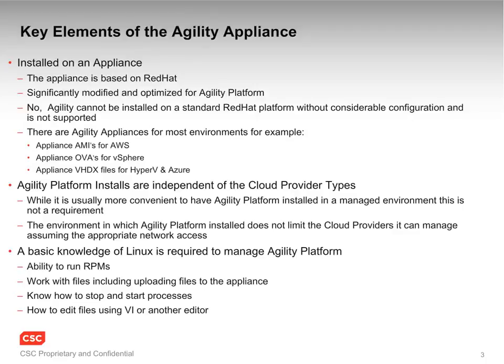When installing Agility platform, a basic knowledge of Linux is required, or at least very helpful. You need to be able to run the RPMs. You need to be able to work with files, copy them, move them to the appliance. You need to know how to stop and start processes. And it's also good to be able to edit files using VI.